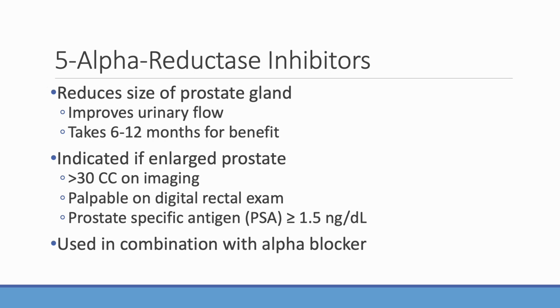So the 5-alpha reductase inhibitors will reduce the size of the prostate gland to improve urinary flow. They do take a while to work, so keeping in mind that patients are not really going to see a result from these for 6 to 12 months after starting therapy. We may see these indicated, however, if there's an enlarged prostate that's greater than 30 cc on imaging, if it's palpable on a rectal exam, or if they have a prostate-specific antigen or PSA level that's at least 1.5 or greater. And then they're sometimes used in combination with the alpha blocker.